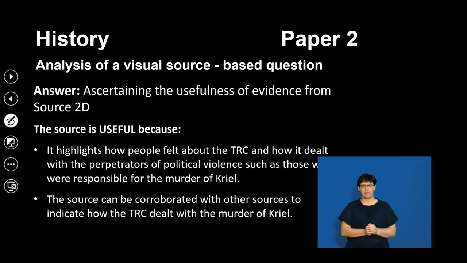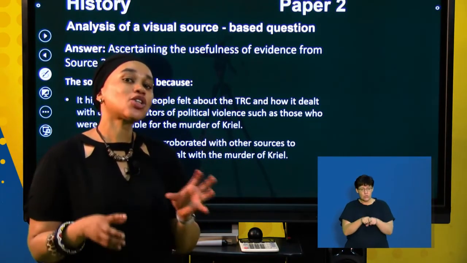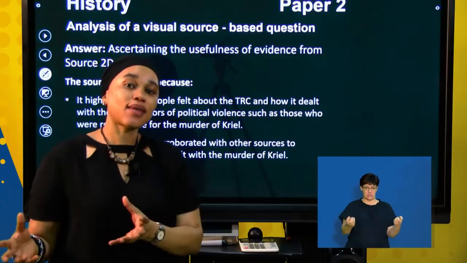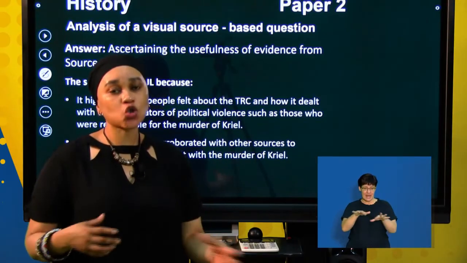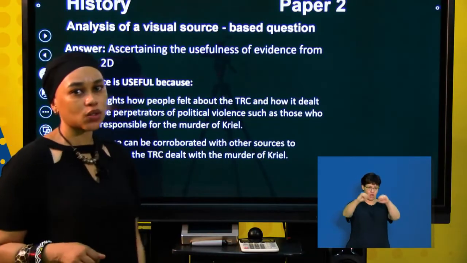Okay, you can also say that the source highlights how people felt about the TRC and how it dealt with the perpetrators of political violence, such as those who were responsible for the murder of Krill. The source can be corroborated with other sources to indicate how the TRC dealt with Krill. Because remember, guys, you are not reading or looking at this visual source in isolation. You will be looking at it together with the other sources that are there in the exam. Okay, they can be textual sources. So if you look at it, you will see that it agrees with the other sources. Okay.